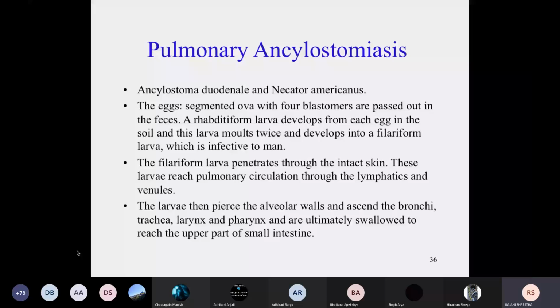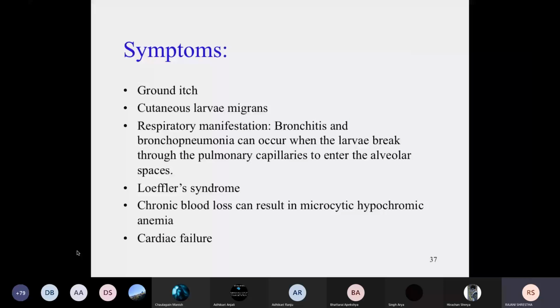They penetrate the skin and reach the pulmonary circulation through the lymphatics as well as the venules. The larvae penetrate the alveolar wall and ascend the bronchi, trachea, larynx, pharynx. They are again swallowed so that they reach the upper part of the small intestine. When they are inside the lungs, initially at the site of entry there might be itching or cutaneous larva migrans. And when they enter the respiratory tract, the patient will complain of bronchitis, bronchopneumonia. When these larvae break the pulmonary capillary and enter the alveolar space, it leads to Loeffler syndrome.